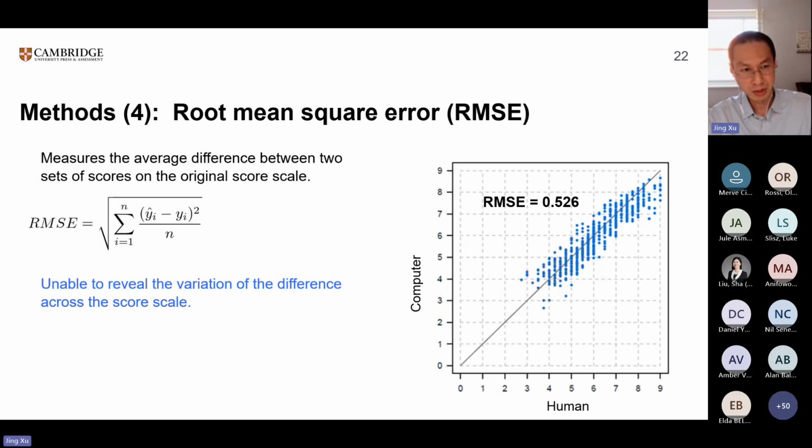So you can see RMSE is equal to 0.526, which means the average difference between the human score and the automarker score is about 0.5 on a 9-point score scale. It's very interpretable. So every difference is about half a band, right? The problem with RMSE is that it hides information about the variation of the difference or accuracy across the score scale. So it's an average. It's not really revealing the full details.